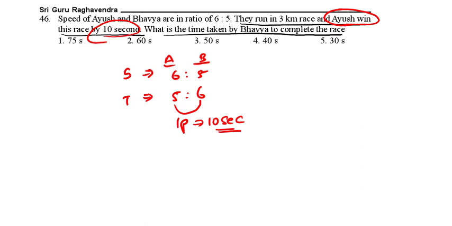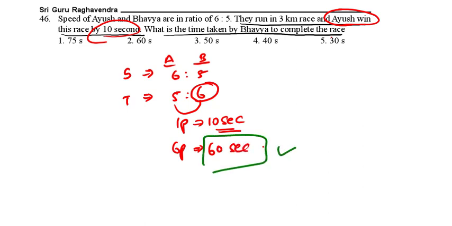What is the time taken by Bhavya? Bhavya will take 6 parts. So 6 parts equal 60 seconds. The correct answer is 60 seconds. 1 part is equal to 10 seconds, 6 parts equal 60 seconds. Option 2 is the correct answer. See the next question.